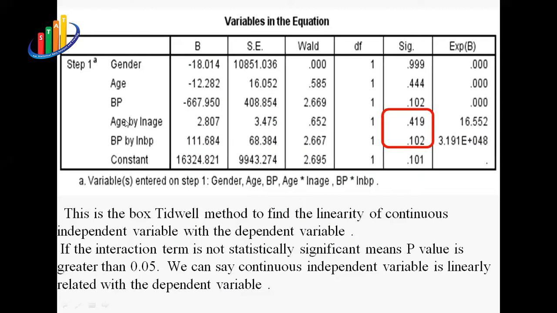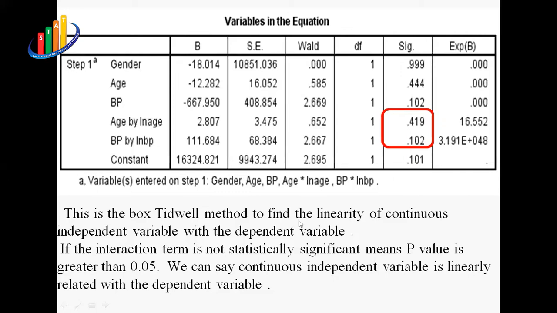Like this, for this table, the most significant result lies in the significance value. Here you can see the significance value is above 0.05, which means that a linear relationship exists between the dependent and independent variable. If the interaction term is not statistically significant, meaning the p-value is greater than 0.05, so here we can see that it's above 0.05. So there is a linear relationship.